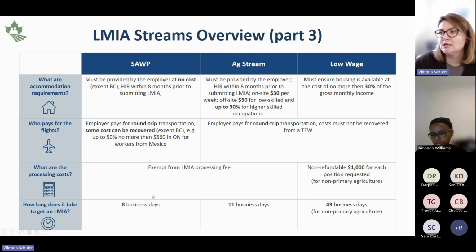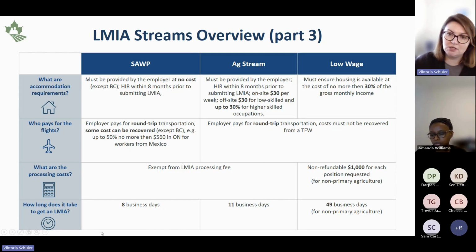Who pays for the flights? Round trip transportation is paid for in all the streams. Some cost can be recovered, except in BC, for the Seasonal Agricultural Worker Program, and for low wage, it's the employer's responsibility to pay for the two-way flight. On processing costs, primary agriculture is exempt from processing fees. I find agriculture has a lot of exemptions. And for non-primary agriculture, low wage, there is a non-refundable $1,000 application fee.